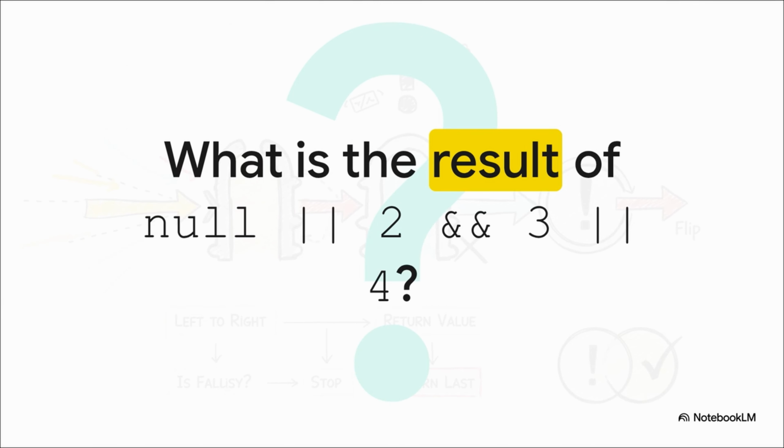So you know what that means. Time for a little pop quiz. Take a look at this expression on the screen. Null, or 2, and 3, or 4. Using everything we've just learned about how each operator works and their order of precedence, what do you think the final result is going to be? Pause for a second if you need to think about it.